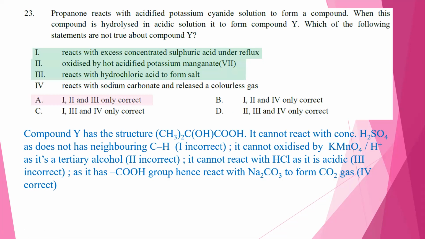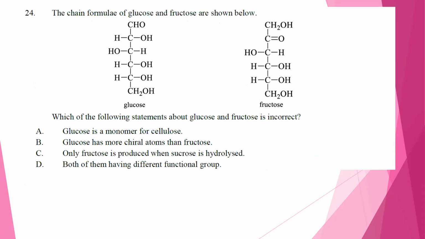Okay, so that is for number 23. Immediately we go to number 24. The chain formula of the glucose and fructose are shown below. So this is glucose and fructose. Which of the statements about glucose and fructose is incorrect?